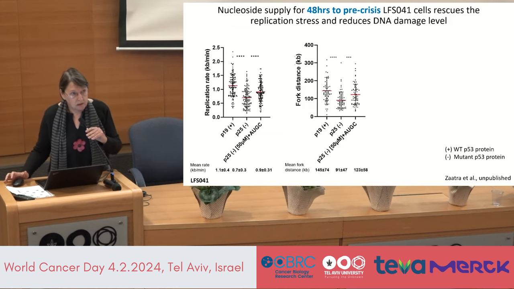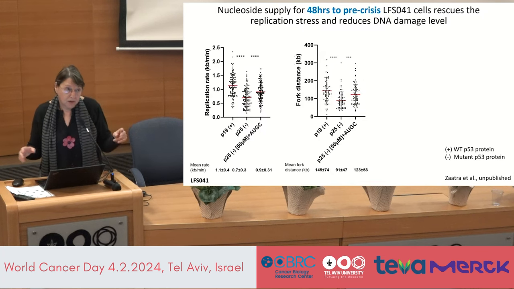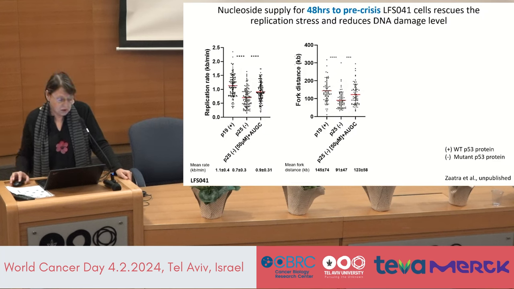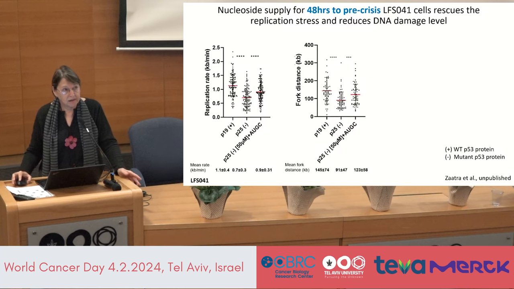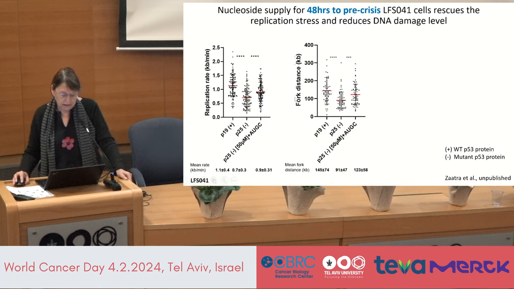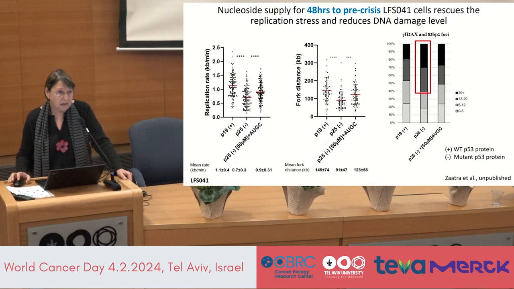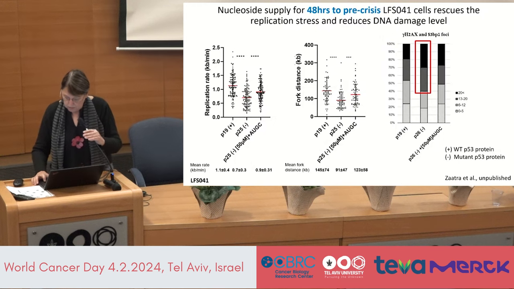So initially, we supplemented the cells, what we call now short-term, 48 hours, as we did with the oncogenes. And we can see that indeed, adding to the culture exogenous nucleoside is rescuing the replication fork rate defect, as well as the origin firing by the fork distance. We can see a very significant rescue. And if we look at the DNA damage, here in patient 41, we see also a rescue.